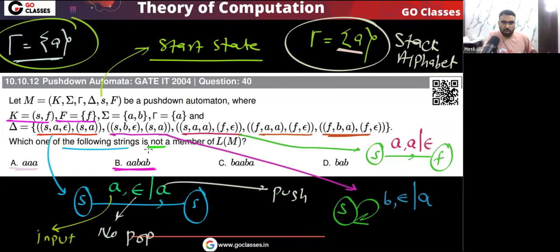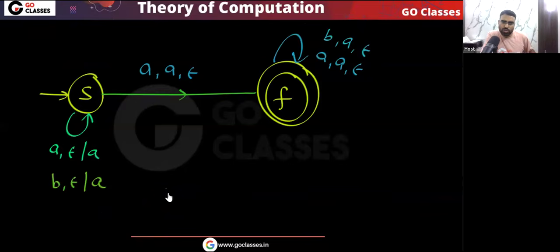The question is asking which is not accepted. So this is not the answer, this is not the answer, because they are actually accepted. What about the next? B double A B A. This is your option number C.